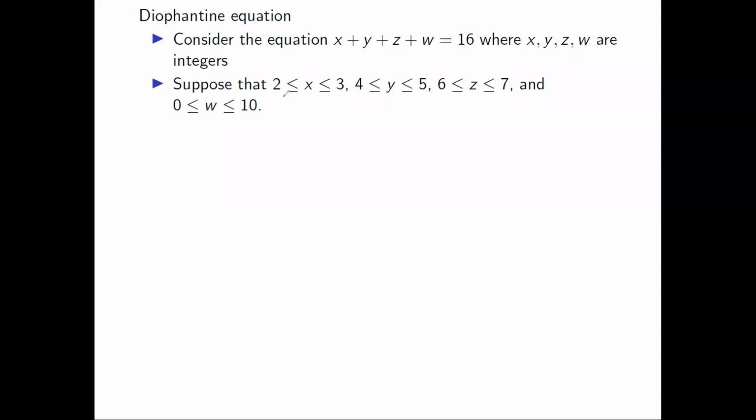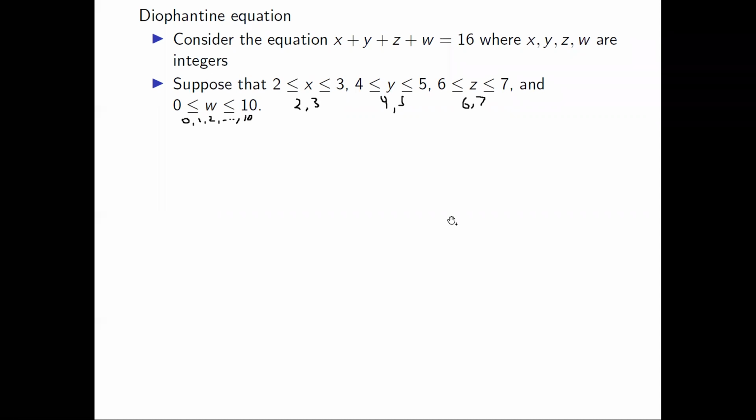So x here can be 2 or 3. y can be 4 or 5. z can be 6 or 7. And w here can be anything, 0, 1, 2, up to 10. So anything between 0 and 10 inclusive. And we're going to try to find the number of integer solutions for the tuple x, y, z, w.